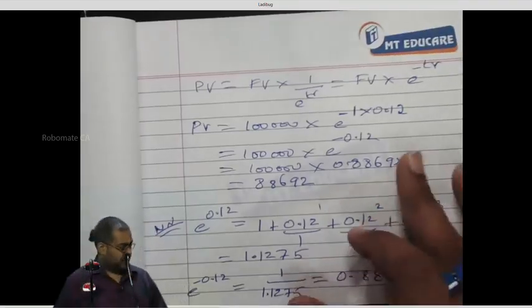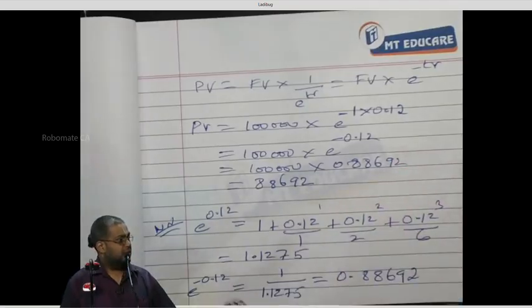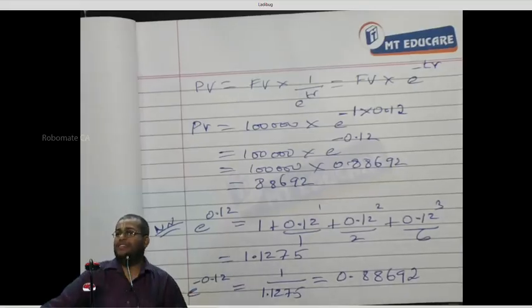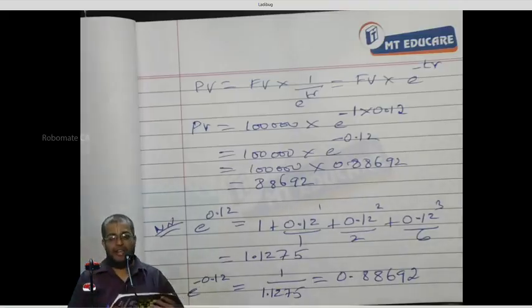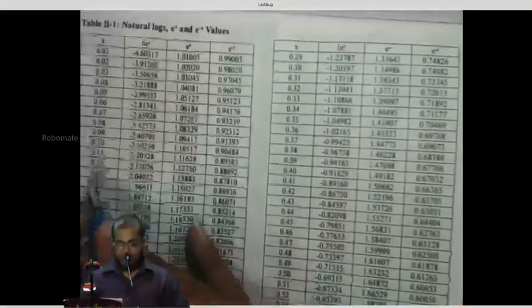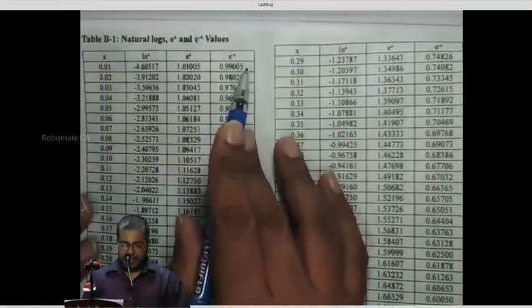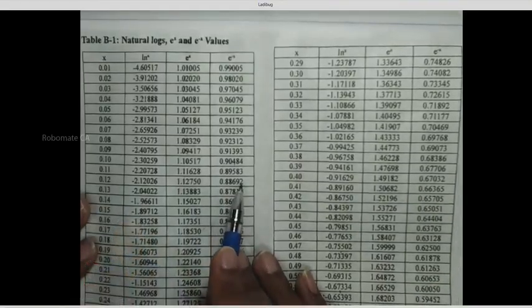No. Before that, interest rate is 12%, continuously compounded. In the last problem, we did 12% interest. The e power minus x column is given, no? What is 12% e power minus x? 0.88692. The same number we got.